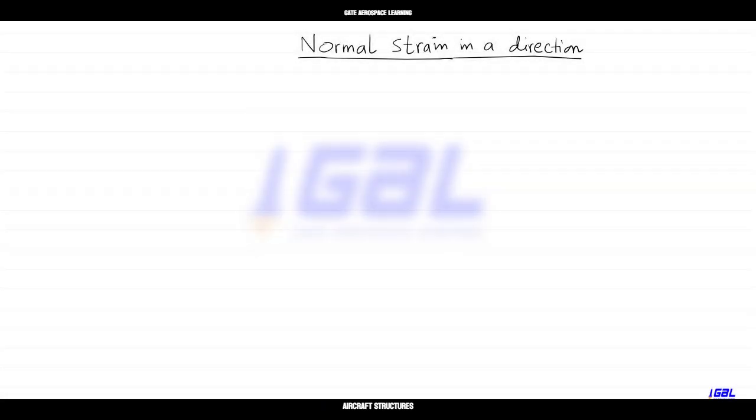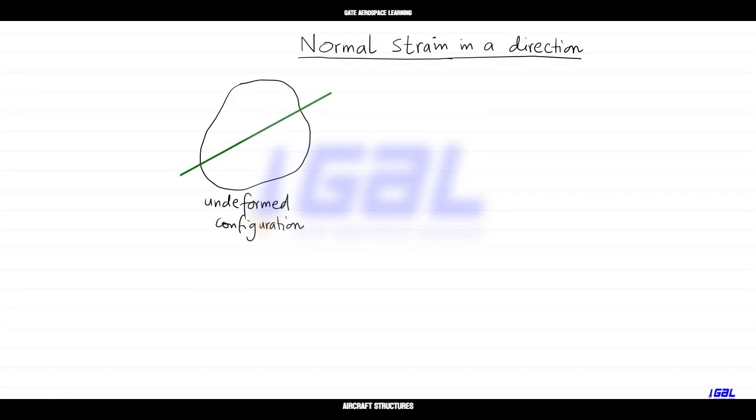Hello everyone. In this lecture, we will understand the meaning of normal strain in a direction. To understand this, let us consider a deformable body which is in the undeformed state. This is the undeformed configuration. And take any direction in the body. Say this is the direction, and call it direction N.